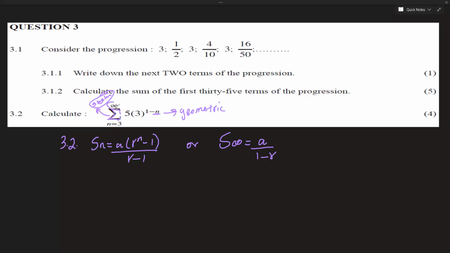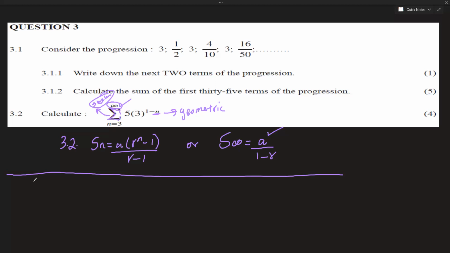You always check this part here. If they have n or they have a normal number like 100, 200, it means they're looking for this one. But if they have the infinity sign, it means they're looking for the sum to infinity. So for us to do the sum to infinity, we firstly need to get a and r. Perfect. So I'll show you how to get a and r.